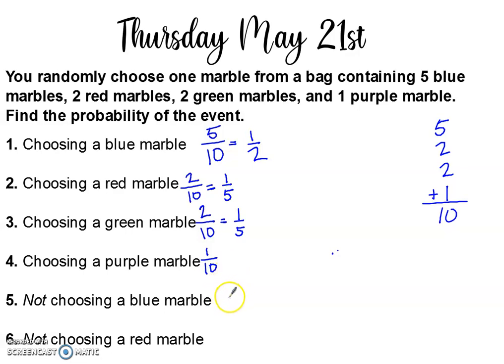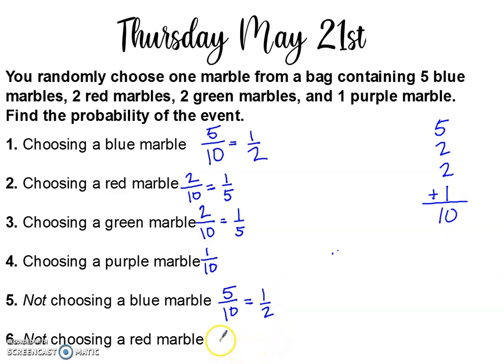What about not choosing blue? Well, how many marbles are not blue? If 5 of them are blue, the other 5 are not blue. Still 10 in the bag. That's 1/2.